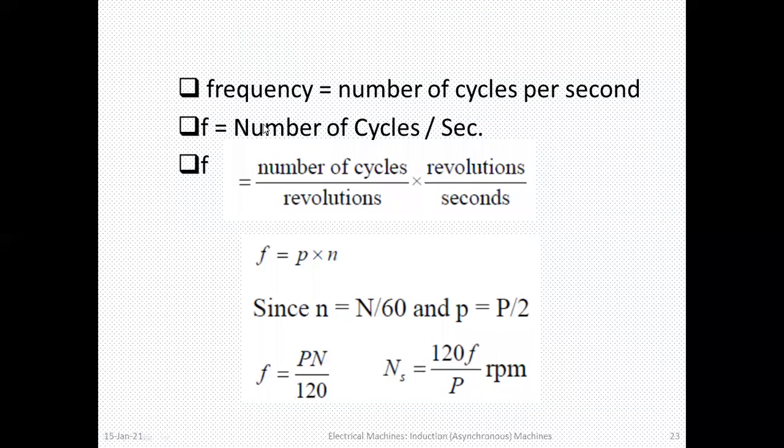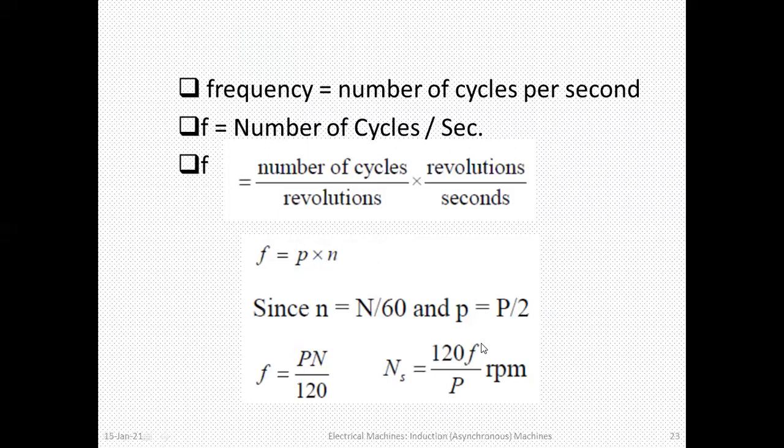And by doing so, the frequency f equals the number of cycles per second. So the number of cycles per revolution is multiplied by the revolutions per second. So f equals p multiplied by n, where n is n by 60 and p is the number of pole pairs, that is, p by 2 for p poles. And after manipulating all these equations, we will get 120 f by p.